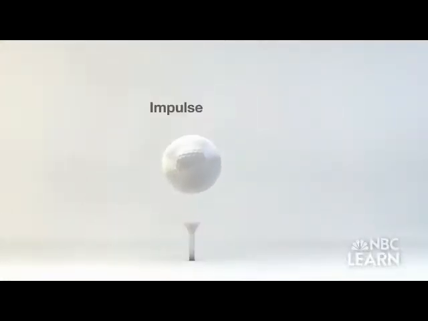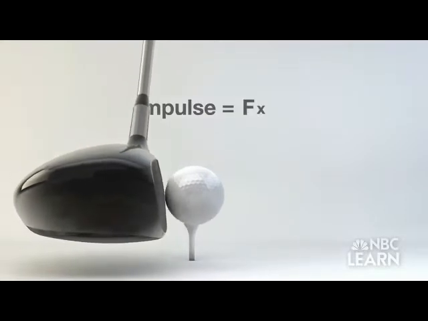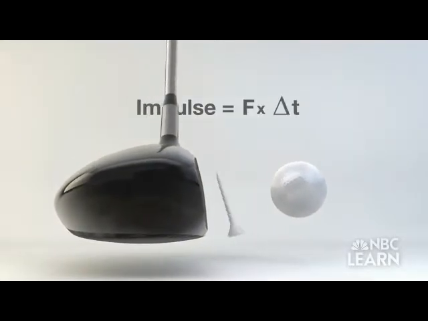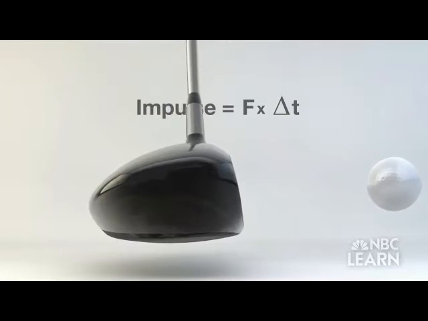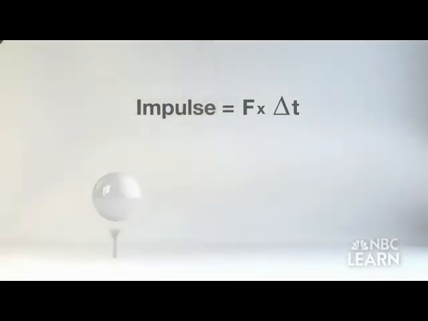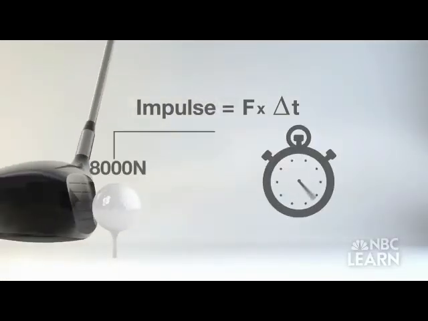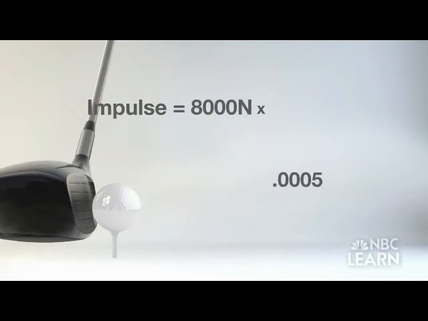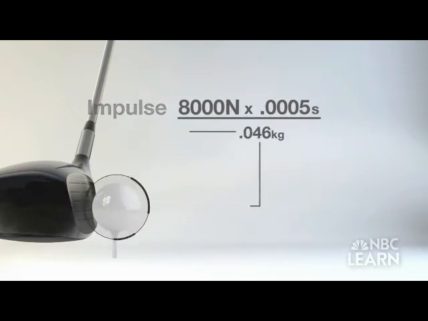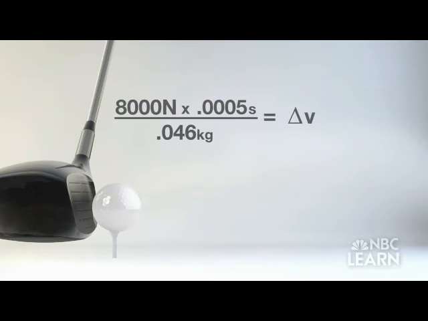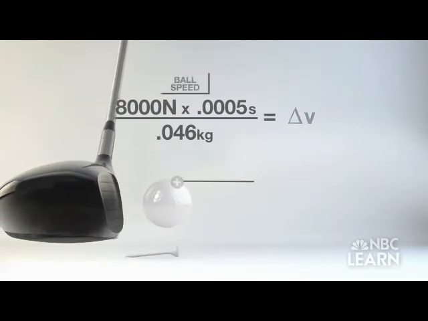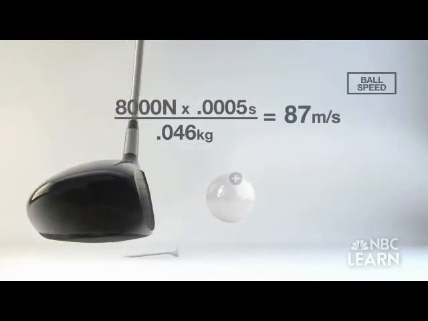In a collision, the impulse, the force times how much time the force is applied, will cause the object to speed up or slow down. If the club applies a force of 8,000 newtons for 500 microseconds on a ball with a mass of 0.046 kilograms, then the ball will be moving at 87 meters per second after the collision.